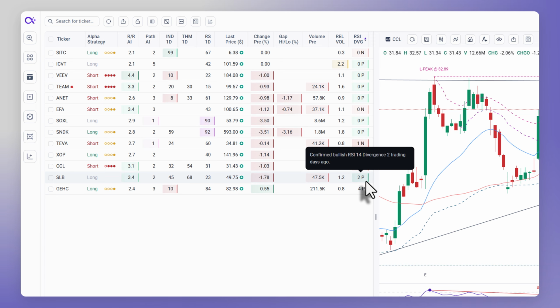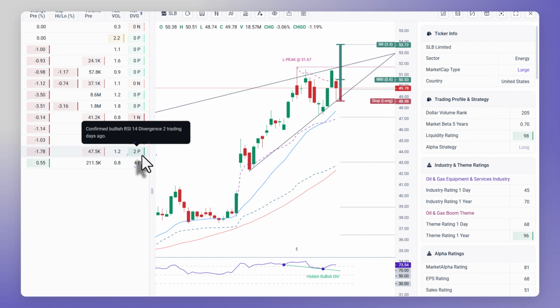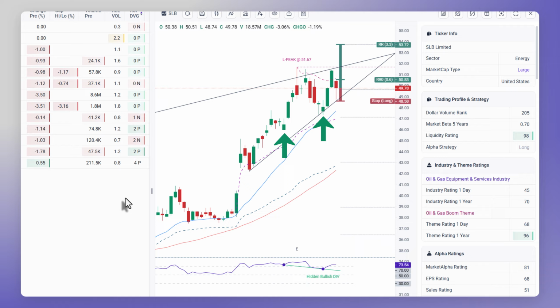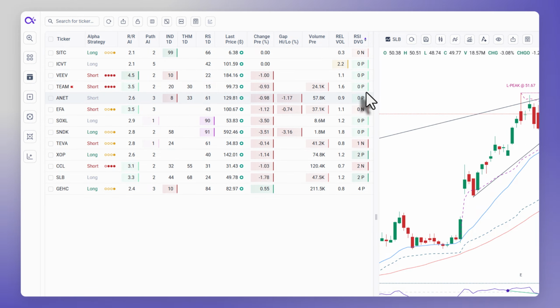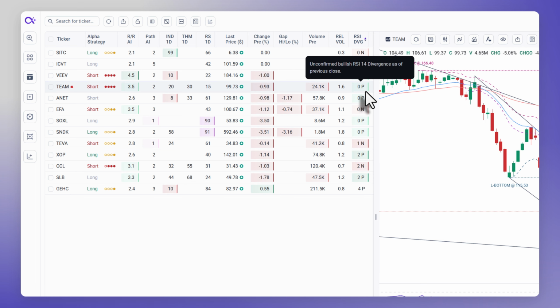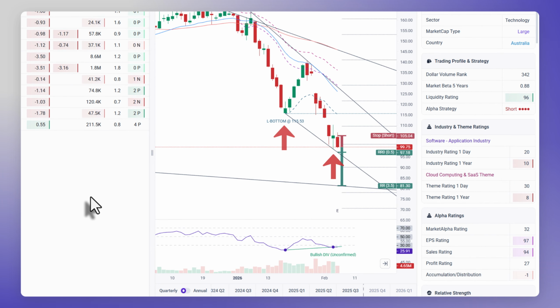SLB shows 2P, which is confirmed positive divergence from 2 days ago. On the chart, you'll see hidden bullish divergence as price made a higher low and RSI a lower low. Let's take a look at another example. TEAM shows 0P as positive divergence is still forming and unconfirmed. Price could make a lower low, while RSI makes a higher low to form positive divergence. If that holds into the close, the signal will flip from 0 to 1.